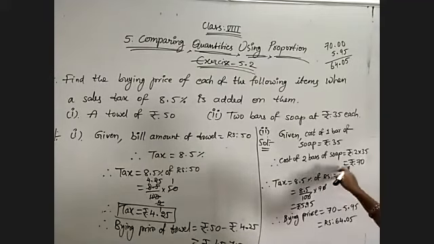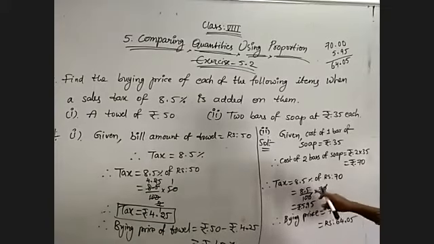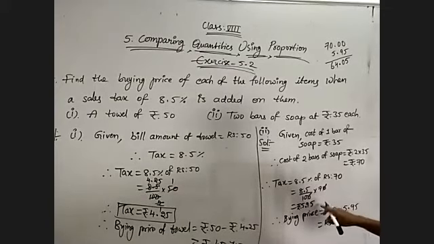Okay, and on that bill amount we need to find out how much tax was paid. So tax is equal to 8.5 percent of 70 rupees, which is equal to 5.95. Then the original amount is equal to bill amount minus tax, which is equal to 64.05. That's it.